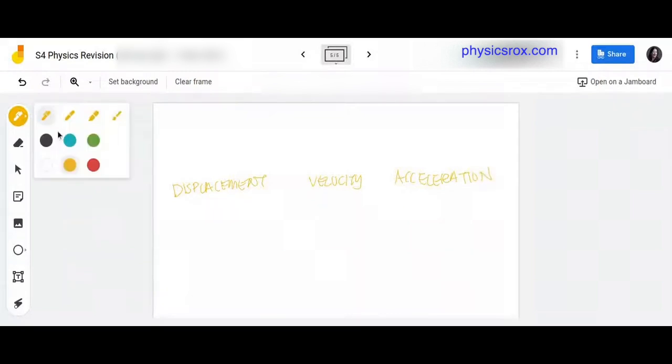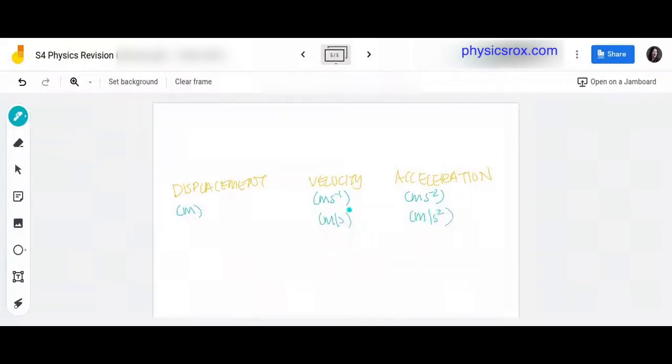Acceleration. Okay, so displacement is in meters, velocity is meters per second, acceleration is meters per second squared. Or you can write it as m/s for meters per second and m/s squared. Either one is fine, they're both correct. So you just pick one and stick with it. So remember, as m, then -1, -2 for the seconds.